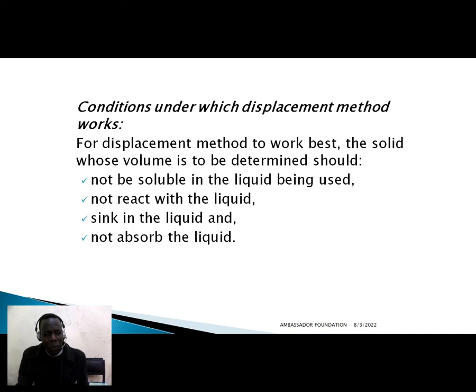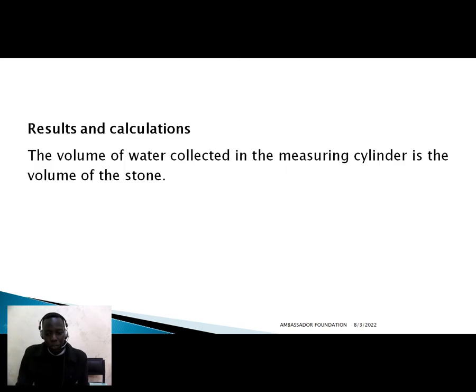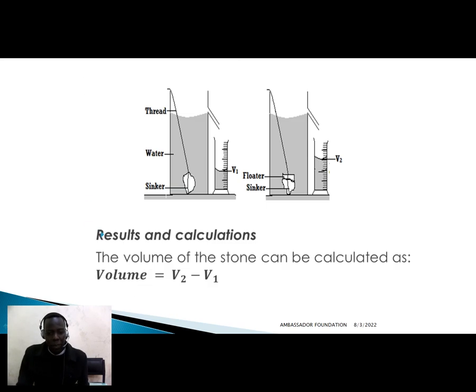But if it cannot sink, that one can be overcome by using a sinker. I will show you how. Look at this part. If it cannot sink, what we do is we tie that particular object to a sinker so that the two of them can sink. But before, we have to know the volume of the sinker. A sinker is an object that can force the other to sink.